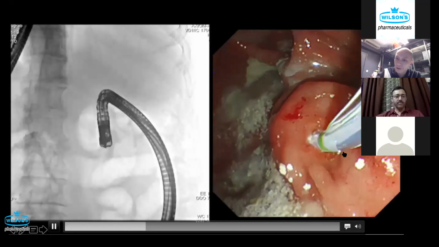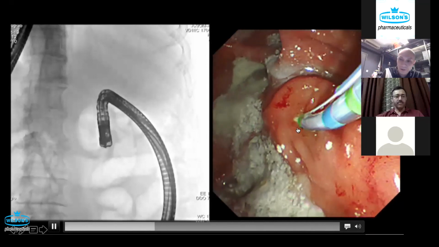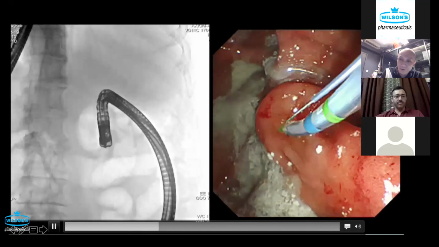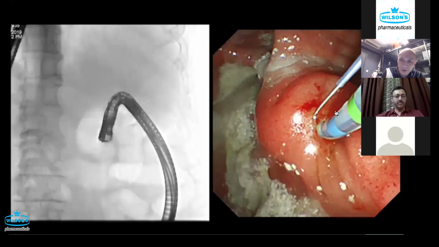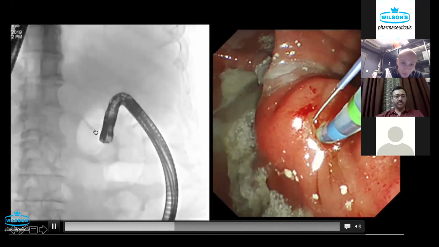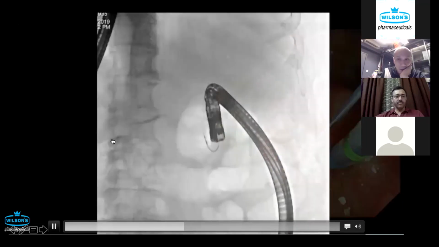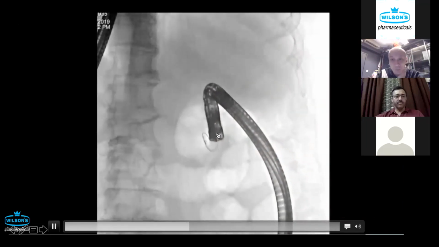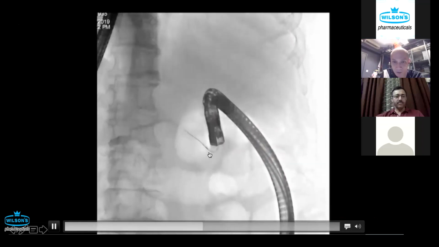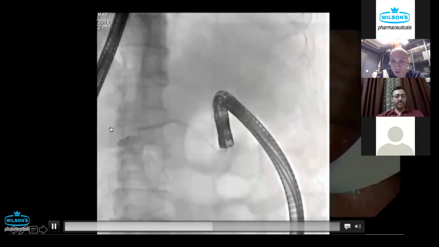So right there, I sort of engaged something, and then I went into a duct. I wasn't sure, so I injected a bit of contrast, and this was a PD. When cannulating the PD in long position, it's a little bit difficult, so you need to angulate the sphincterotome in the right direction. But then eventually I went into the PD.